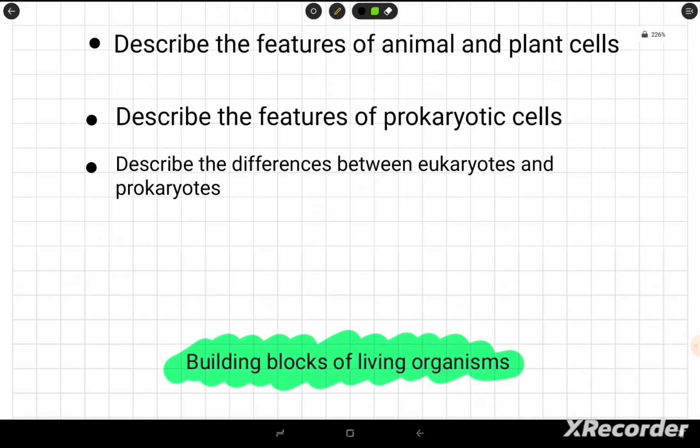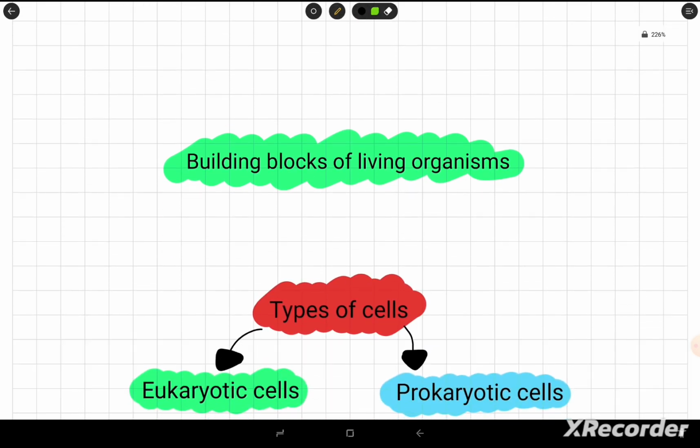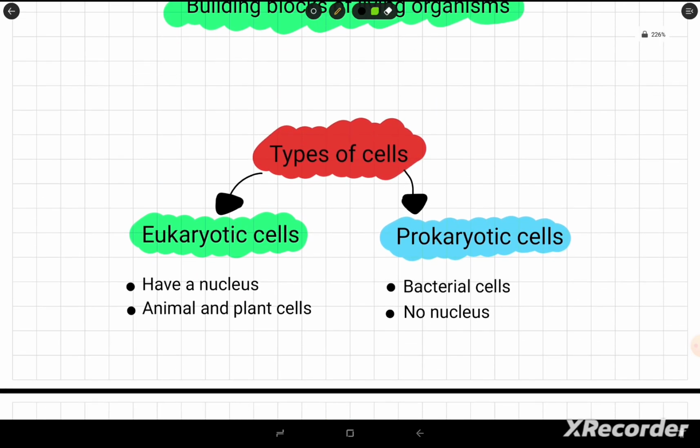So we're going to start by discussing what a cell actually is. Cells are defined as the building blocks of living organisms, and that's a good starting definition to work with. And cells come in two different types. We have eukaryotic cells and prokaryotic cells.